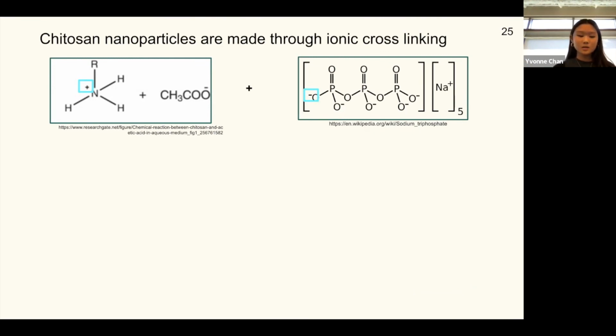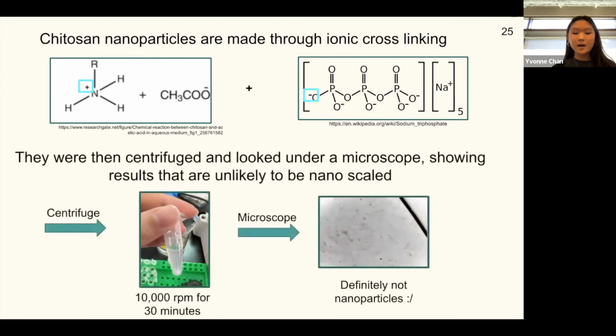They were not nanoparticles. We centrifuged them and looked at them under a compound microscope, and they were not nanoparticles. And some problems include that extremely small amounts of chitosan were used for each reaction, ranging from 0.5 to 1.5 milligrams per milliliter, making it difficult to manage.